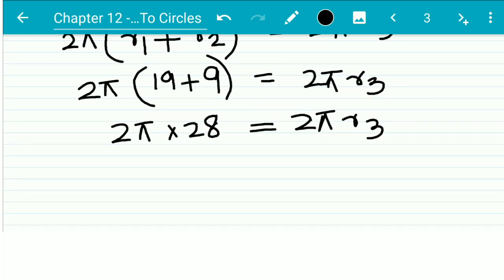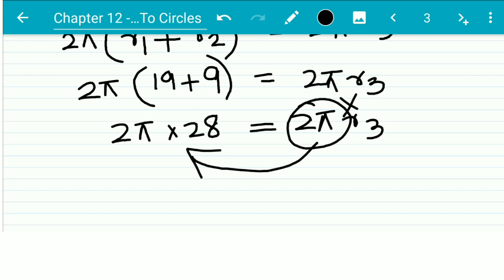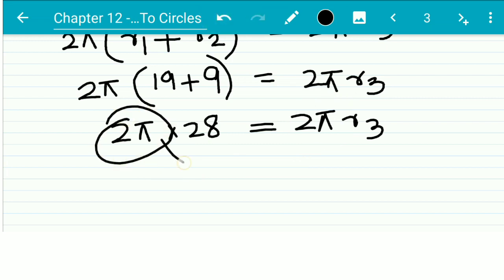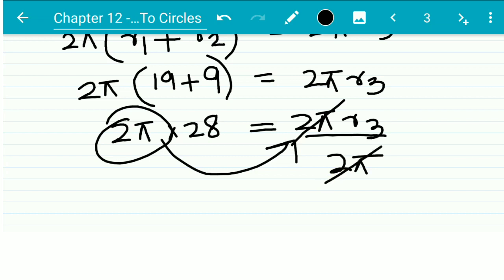See, 2 pi and 2 pi are on the opposite sides. You can cut 2 pi and 2 pi. Why, I'll tell you. Whenever you take this 2 pi to this side, it is multiplied by 2 pi. Whenever you take the 2 pi to the other side, it will be divided by 2 pi. So anyway, we can cut 2 pi and 2 pi. Or if you are taking this 2 pi to the other side, again this is multiplication, so here it will be divided by 2 pi. It will get cancelled. Anyway, that 2 pi will get cancelled. So if you want, you can write this step, or you can cancel like this.